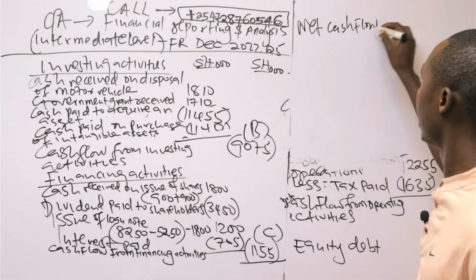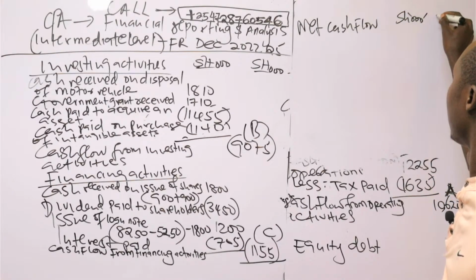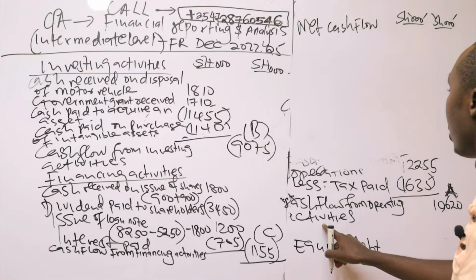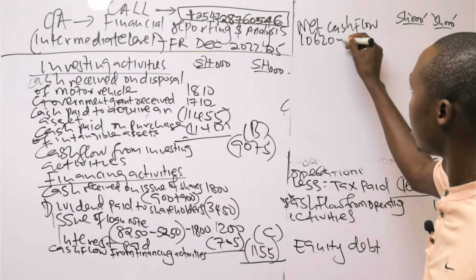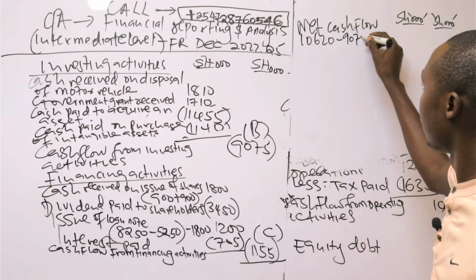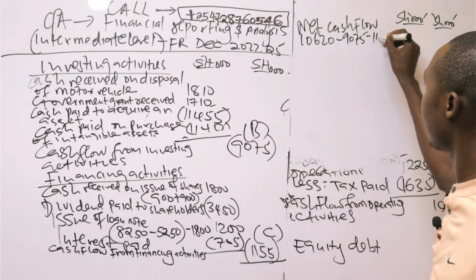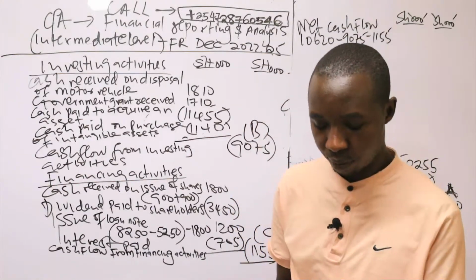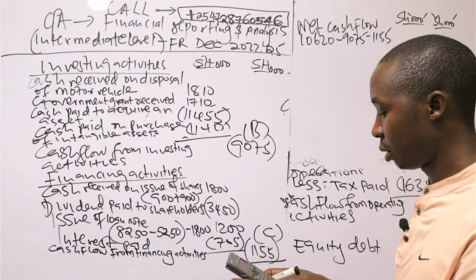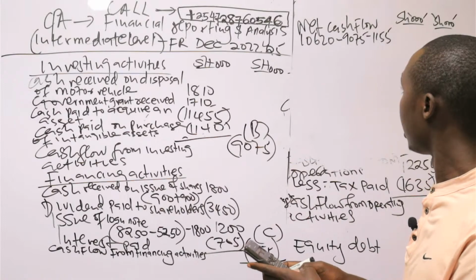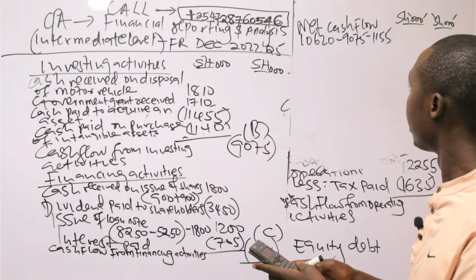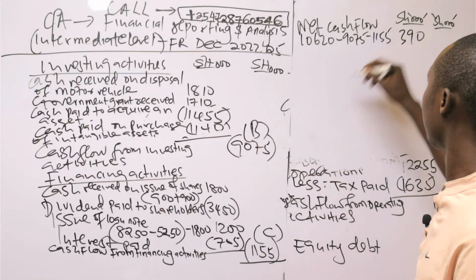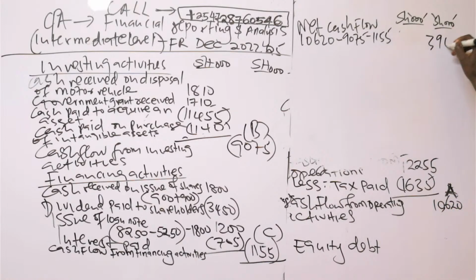So net cash flow, you add A plus B plus C. So A from the operating, cash flow from operating, we got 10,620. Then the other, this one is 9075, it's a negative, and this one is 1155. So the net cash flow up to this time is 10,620 minus 9075 minus 1155, which is 390. So you can put 390 on the other end there.